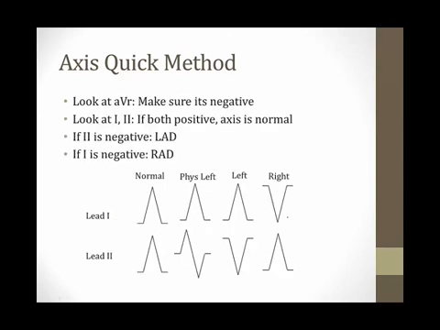So here's a summary of the quick method, which is what most cardiologists I know use in actual practice. You look at AVR quickly to make sure it's negative, which tells you the leads have been placed properly. You then look at lead 1 and 2. If they're both positive, the axis is normal.